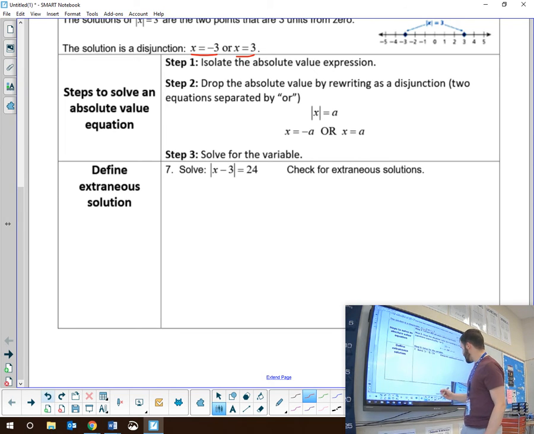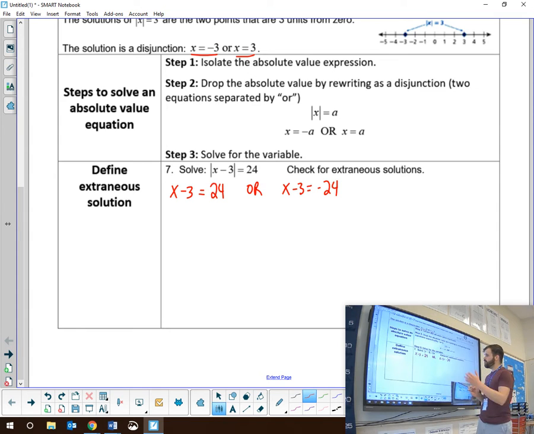So in other words, x minus 3 could of course be equal to 24, or x minus 3 could equal negative 24. Both of these could be true. So we're almost always going to have two answers to each absolute value equation. So let's try to solve these. Let's go ahead and add 3 to both sides. And so x equals 27.